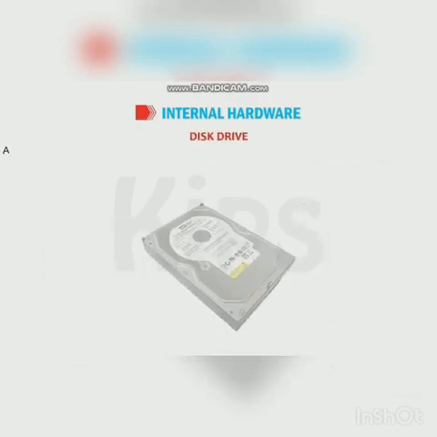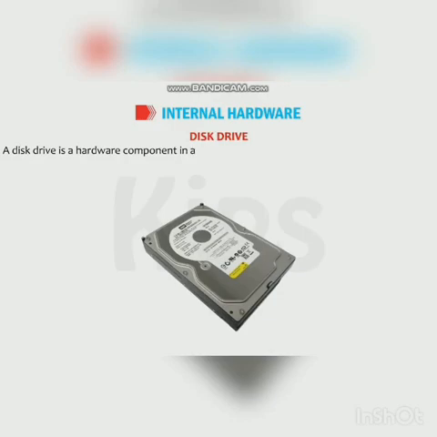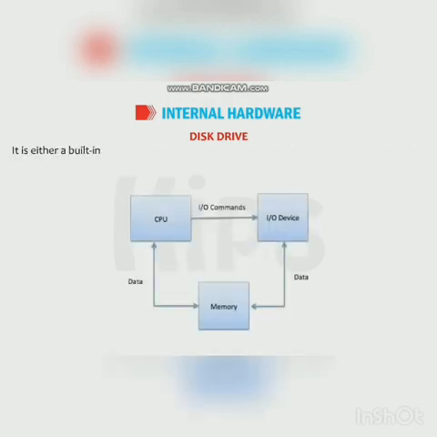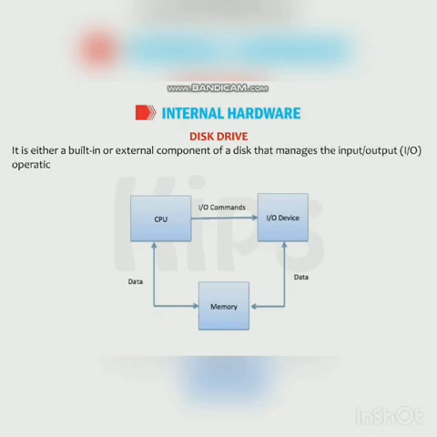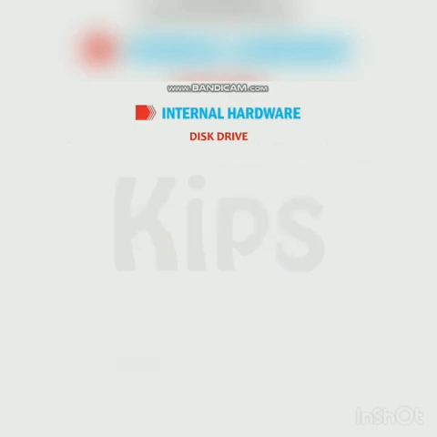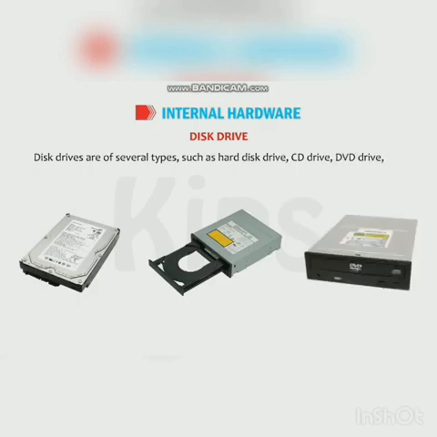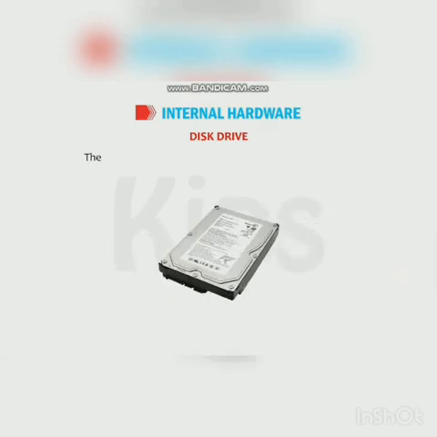Disk drive. A disk drive is a hardware component in a computer that enables users to read, write, delete and modify data on a storage disk. It is either a built-in or external component of a disk that manages the input or output I/O operations of a disk. Disk drives are of several types such as hard disk drive, CD drive, DVD drive, etc. The most commonly used disk drive is a hard disk drive.